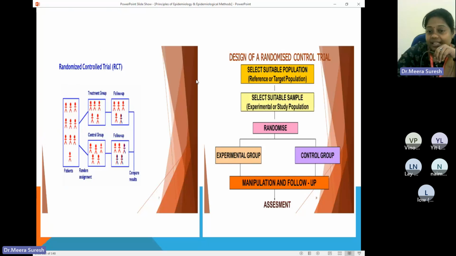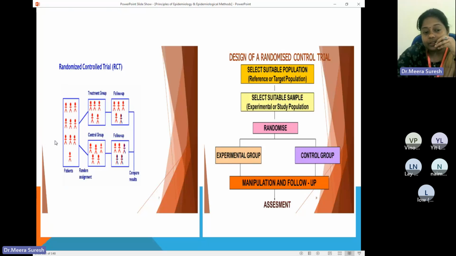So over here, we select a suitable population. If we put the same diagram in a flow chart, it will be like we select a group of population, and from that population, we select the needed sample. We do have sampling methods, which is actually a part of biostatistics. Various sampling methods are there. Following those methods, we select a sample and then we randomize. Randomization is done over here, the random assignment.